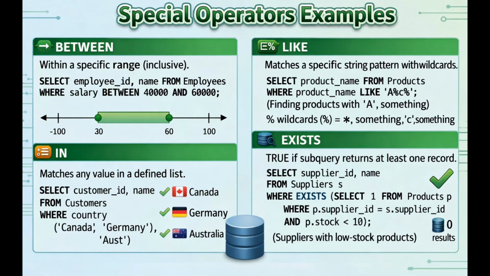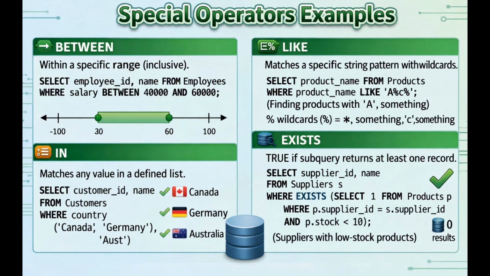SQL Special Operators with practical examples. Let's start with BETWEEN. This operator is used to filter values within a specific range, and it's inclusive. For example, you can retrieve employees whose salary falls between $40,000 and $60,000.